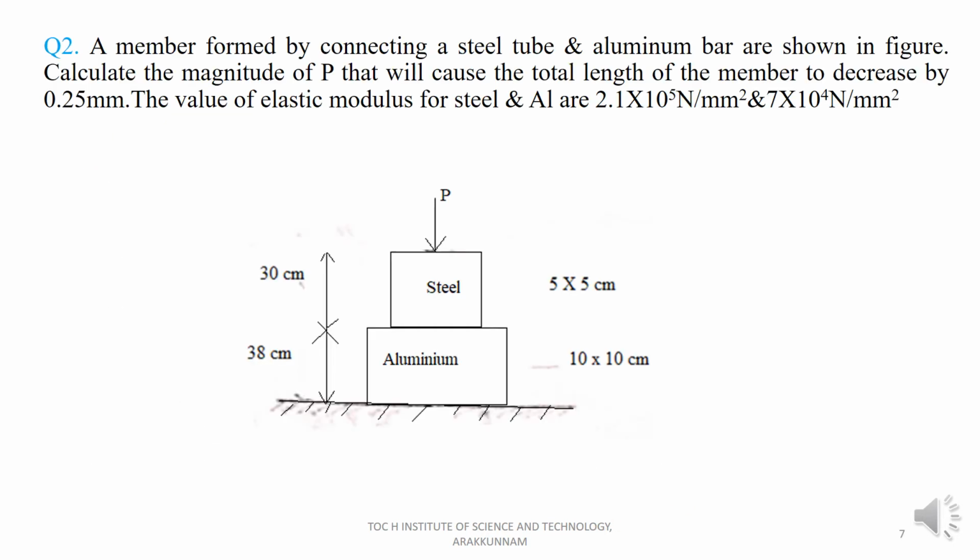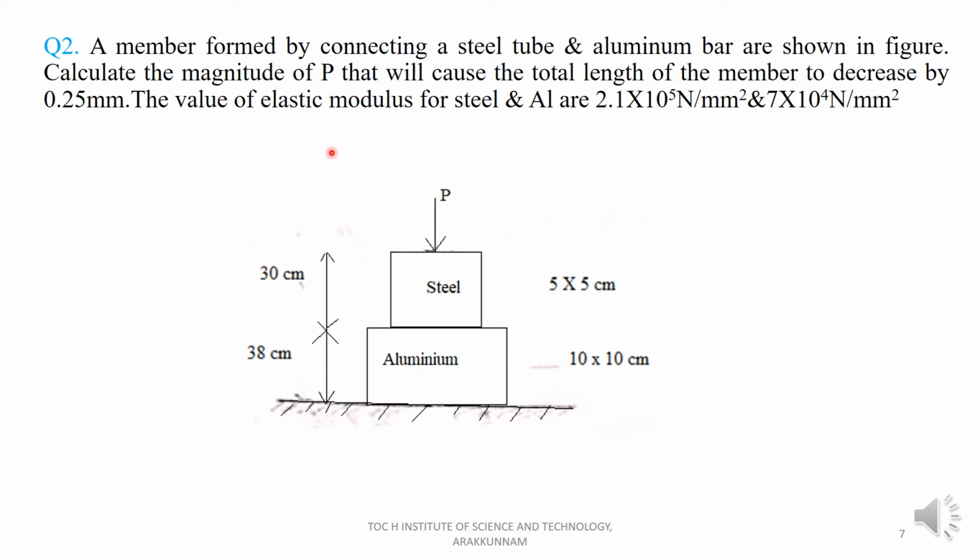Now, let's see another problem. A member formed by connecting a steel tube and aluminum bar is shown in the figure. Calculate the magnitude of P, which is shown here, that will cause the total length of the member to decrease by 0.25 mm. Here the unknown term is the load, and the total extension is given as 0.25 mm.